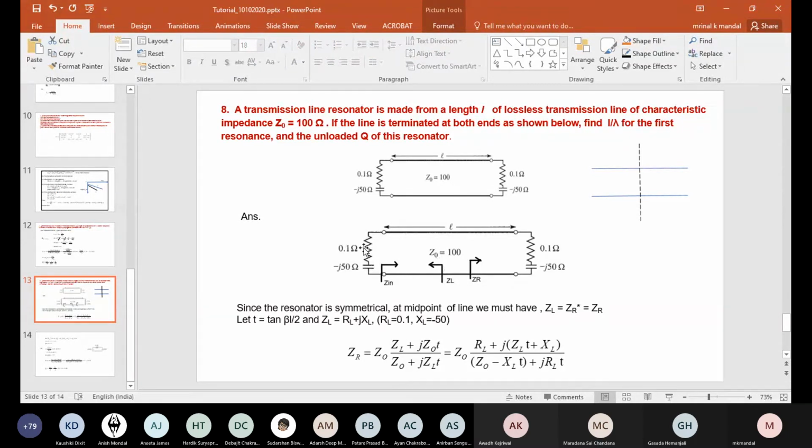Anyway, so if I consider half of this, so it's a load, then transformed by a section of transmission line to this plane. So Z in, looking from here, which actually we are calling ZL or ZR, is equal to Z naught, ZL plus JZ naught tan theta by Z naught plus JZL tan theta. Well, it is taken as a constant since it's the same. Now, both of them should be equal.